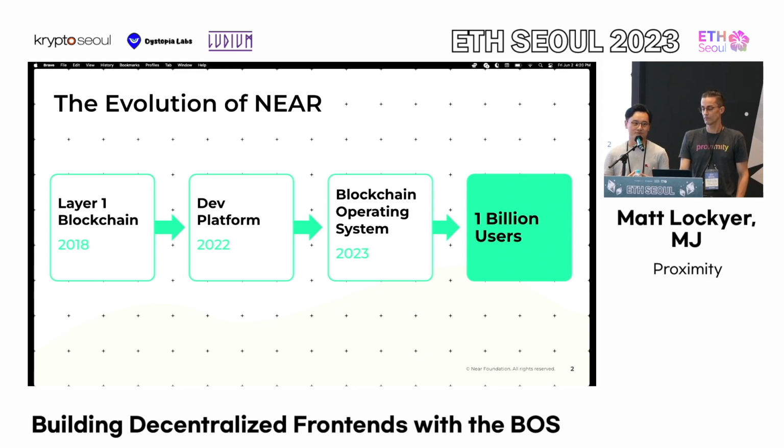Over the years, we have built a number of tools like SDKs, CLIs, APIs, templates, and so forth, because we truly believe that developers, builders, and makers are the ones who will bring mass adoption to Web3. And finally, this year, we consolidated everything that we have built over the years into the blockchain operating system. The ultimate goal here is to help bring over 1 billion users into Web3.